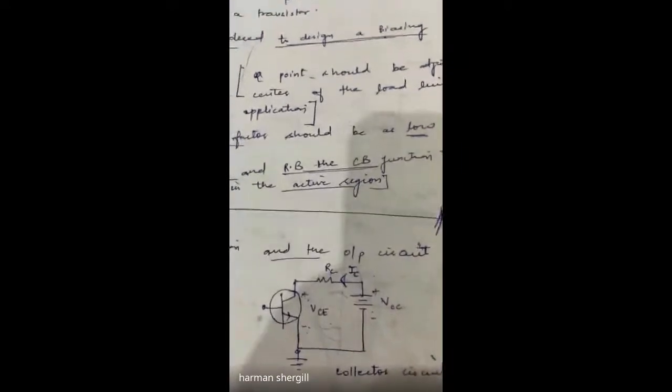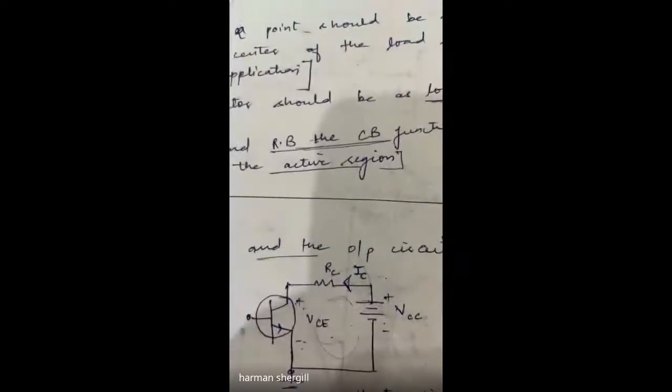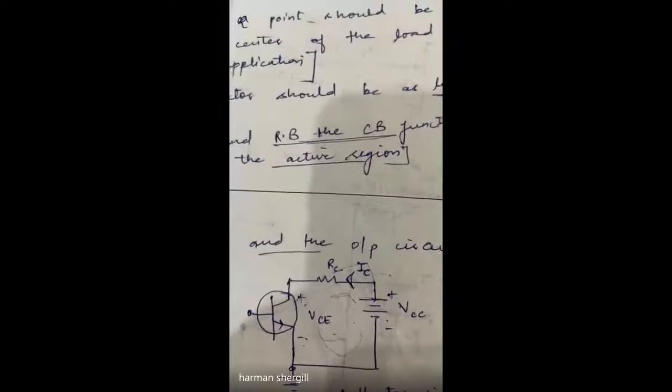Now I have to plot a load line. For this, I will apply KVL in this loop. Can you tell me the equation after applying KVL in this loop? Just tell me.